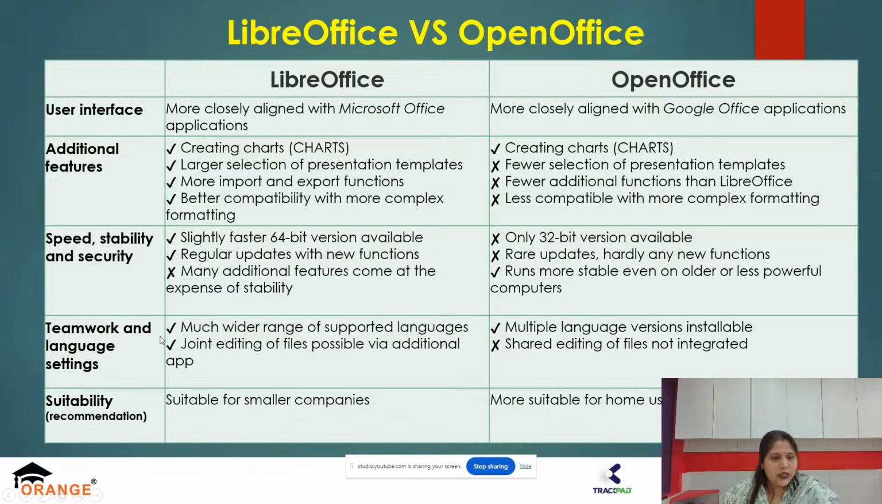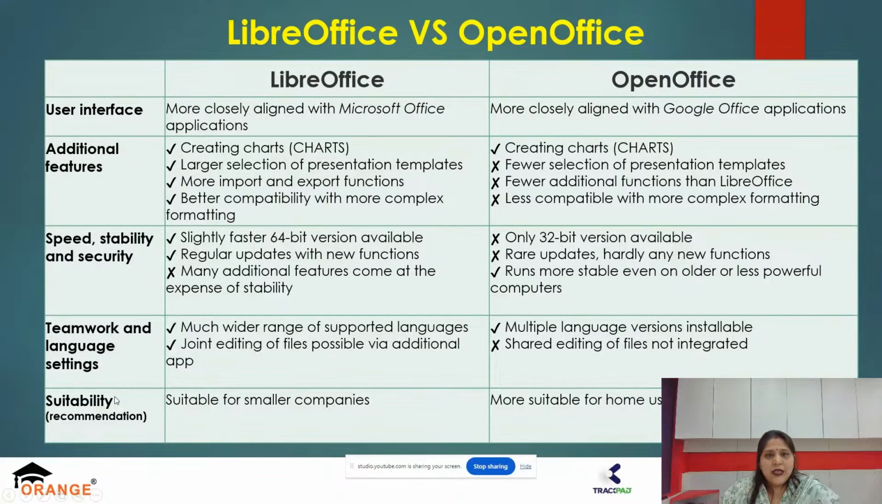When we talk about teamwork and language settings, LibreOffice provides a wide range of supported languages. On the other hand, OpenOffice provides multiple languages, but the language base is comparatively smaller than LibreOffice. Joint editing of files is possible via additional apps in LibreOffice. Shared editing of files is not supported by OpenOffice.